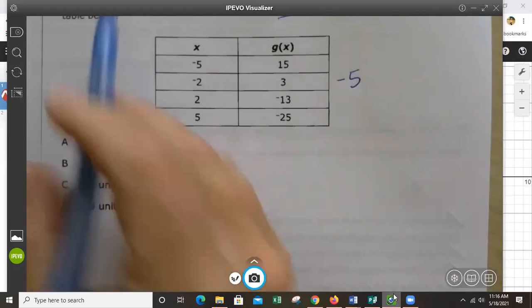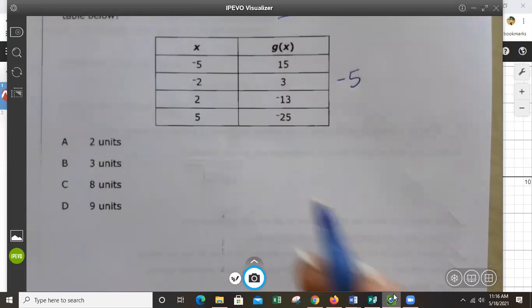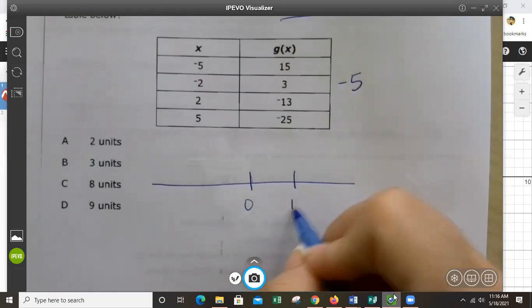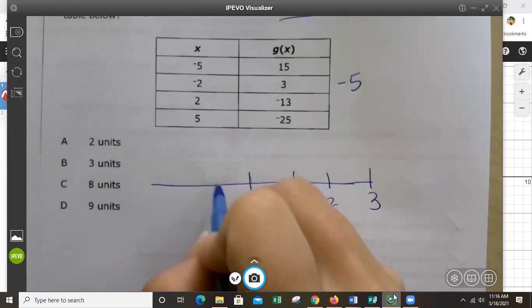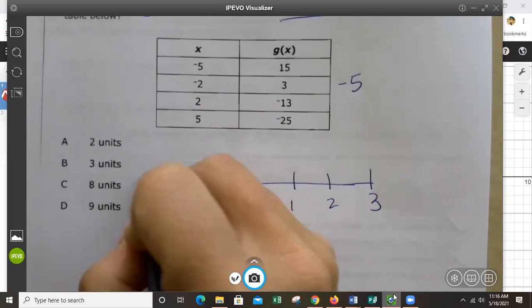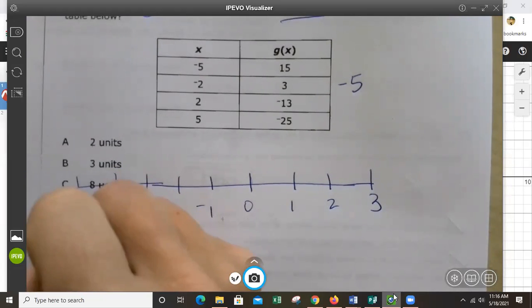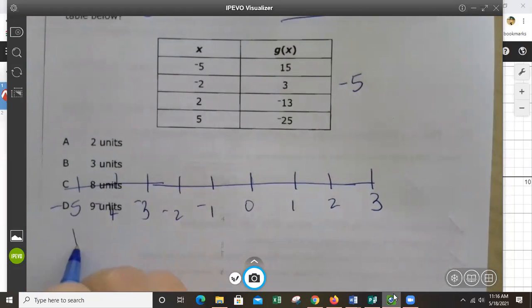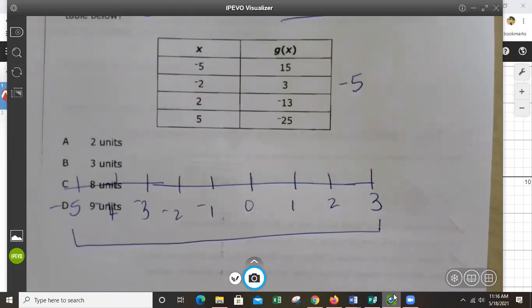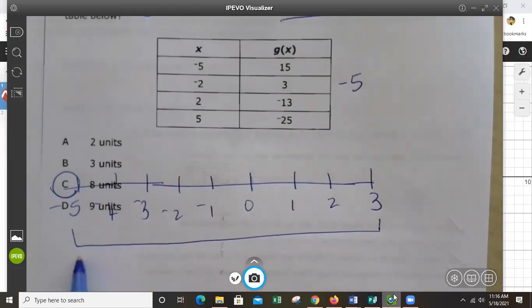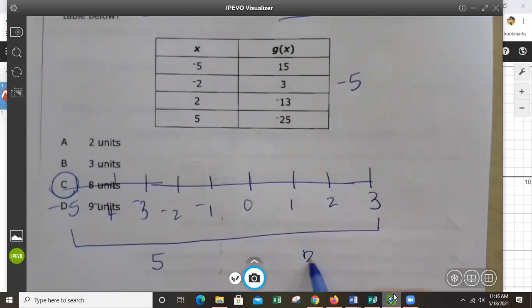It says, what is the distance between the y-intercepts? We're talking about a number line. 0, 1, 2, 3, -1, -2, -3, -4, -5. How far is it from 3 to -5? 7, a little bit more? 8. From -5 to 0 is 5. 0 to 3 is 3. Add that up and we get 8.